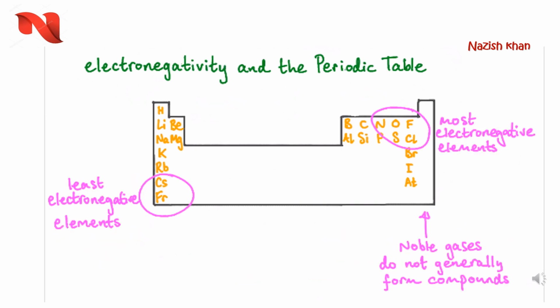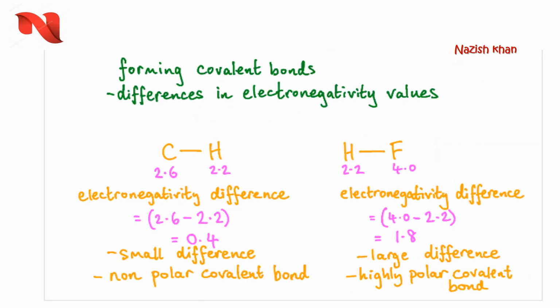So on a map of the periodic table, the least electronegative elements are found in the lower left corner and the most electronegative elements in the upper right corner. It is worth noting here that since noble gases do not generally form compounds, they are not assigned electronegativity values.